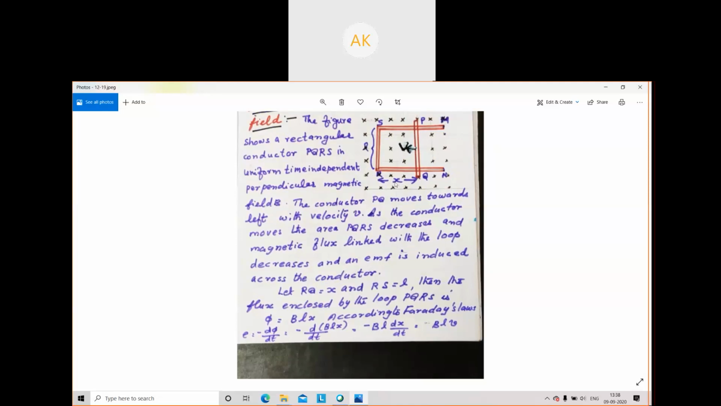dx by dt is changing. So, minus BL into dx by dt. dx by dt is velocity. You see, here minus BL into dx by dt is taken.